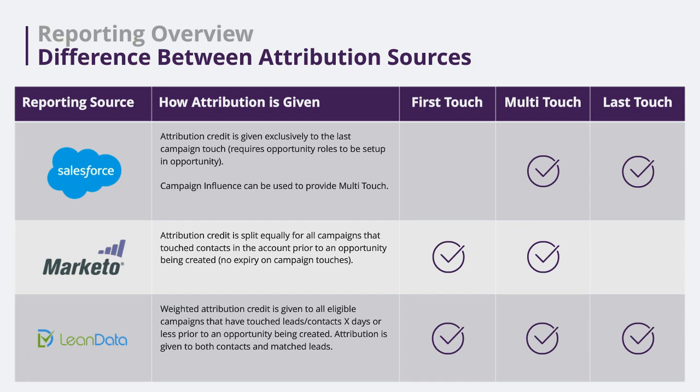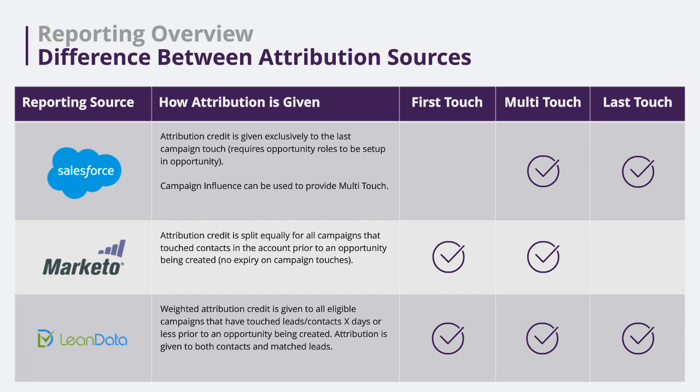Campaign influence is something that we can do, so it's important to point out that there is the ability to do some type of campaign influence in Salesforce. So we have both multi-touch and last touch. But one of the big things is that we actually require an opportunity role to get any type of attribution credit in Salesforce. And later on, we'll get to see how that can really impact your numbers.